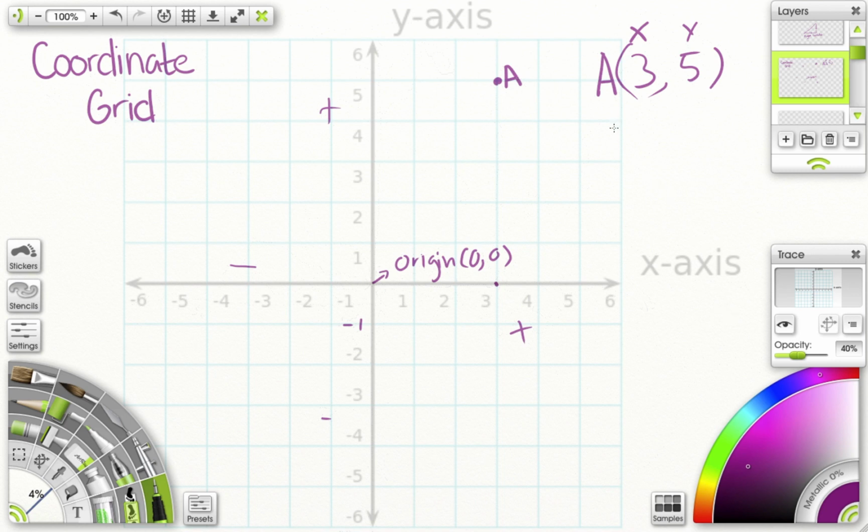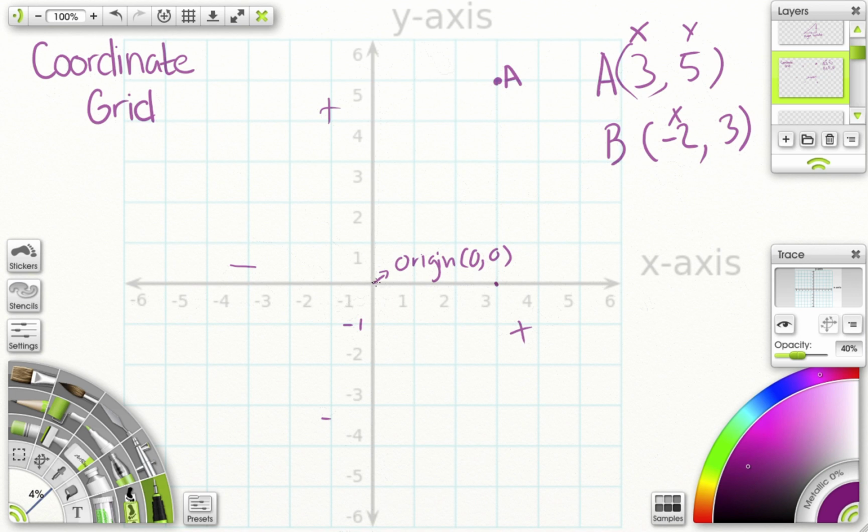Let's try another one. We have B. I'm going to label B as (-2, 3). So first of all, I start at my origin. My x-axis always goes first, so I have to go side to side first before I can go up and down. Okay? So side to side before up and down. It's easier to move side to side than it is up and down. That's how I remember it.